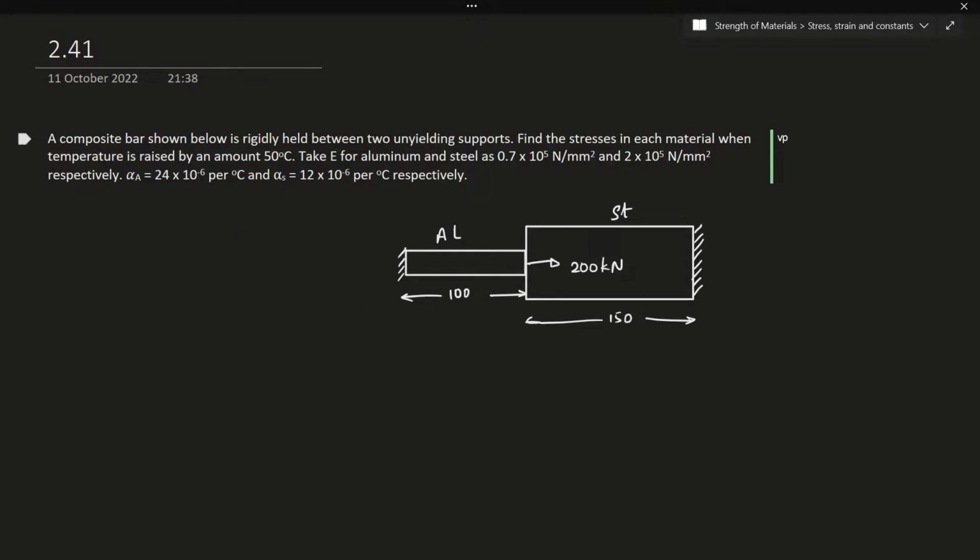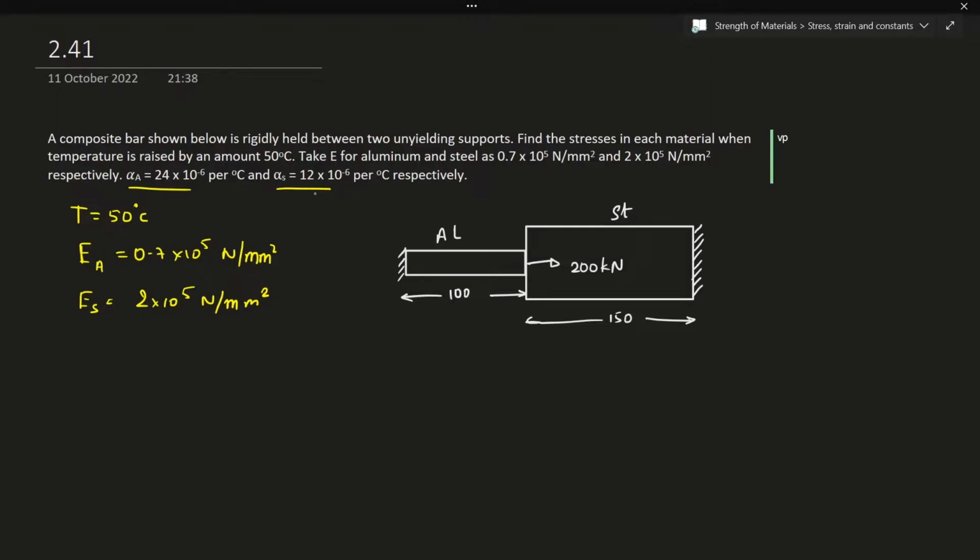A composite bar shown in the below figure is rigidly held between two unyielding supports. Find the stresses in each material when the temperature is raised by 50 degrees Celsius. So they have given T as 50. We shall take E for aluminium as 0.7 into 10 to the power of 5 Newton per mm square, and E for steel is given as 2 into 10 to the power of 5 Newton per mm square respectively, and they have also given alpha A and alpha S.